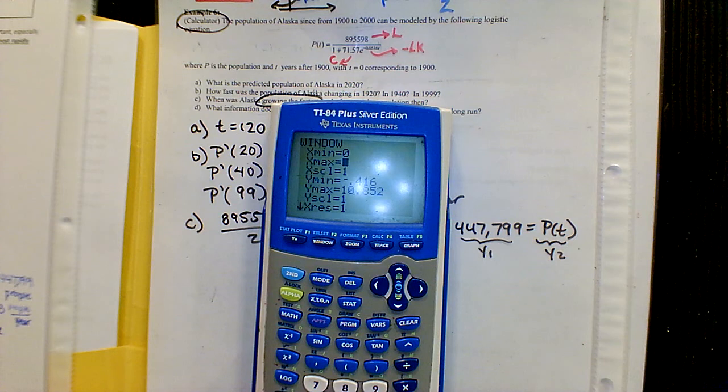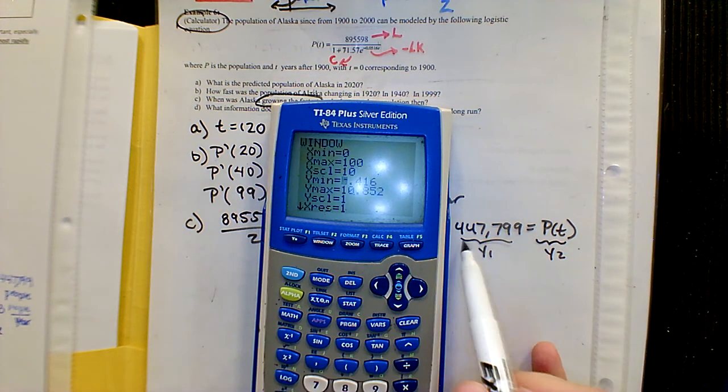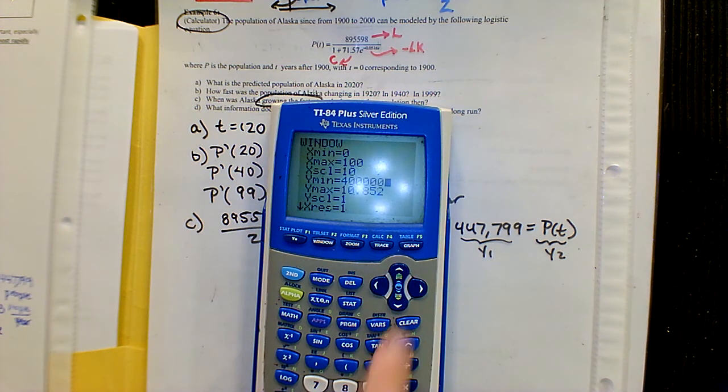You want to go up to 2000? We'll go 100 years, and maybe we'll count by tens. The Y values, aka the populations, we're only concerned with seeing this 447,000 number. So as long as you choose a Y min and a Y max that has this value in between it, you should be good to go. So maybe we'll do 400,000 and then 500,000. You could do that.